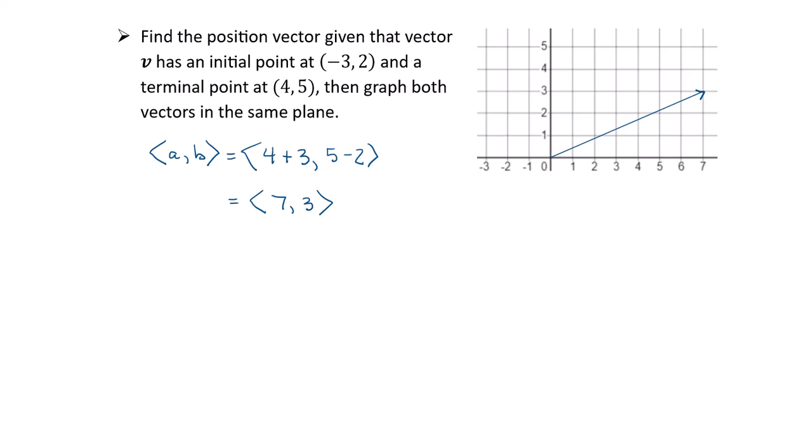Now let's go back and draw the original vector. It started at (-3, 2) and ended at (4, 5). So when we draw these, we can see they are of the same length or magnitude and the same direction, given that they're both going up and to the right and they're at the same angle. We see that they're parallel.